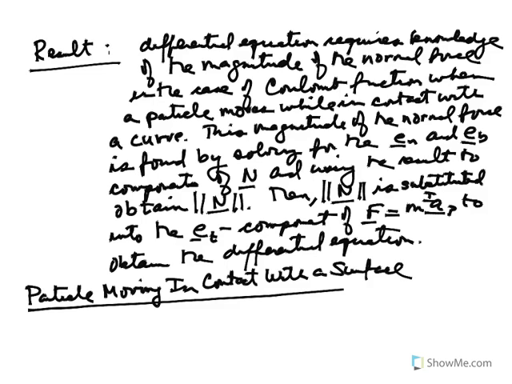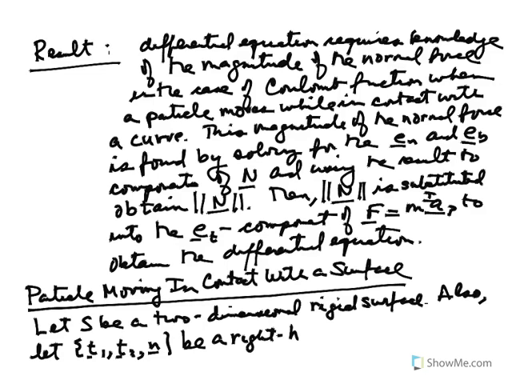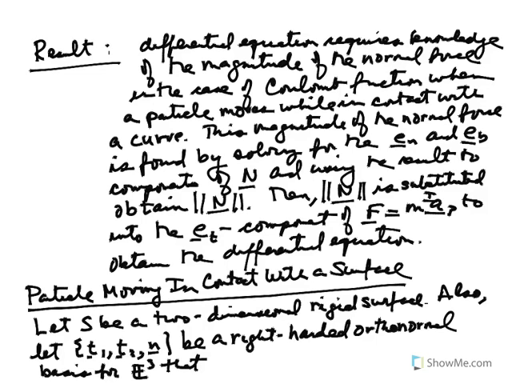Now, let S be a two-dimensional surface. It's a two-dimensional, rigid surface. And also, let T1, T2, and N be a right-handed orthonormal basis for E3 that has the following properties.